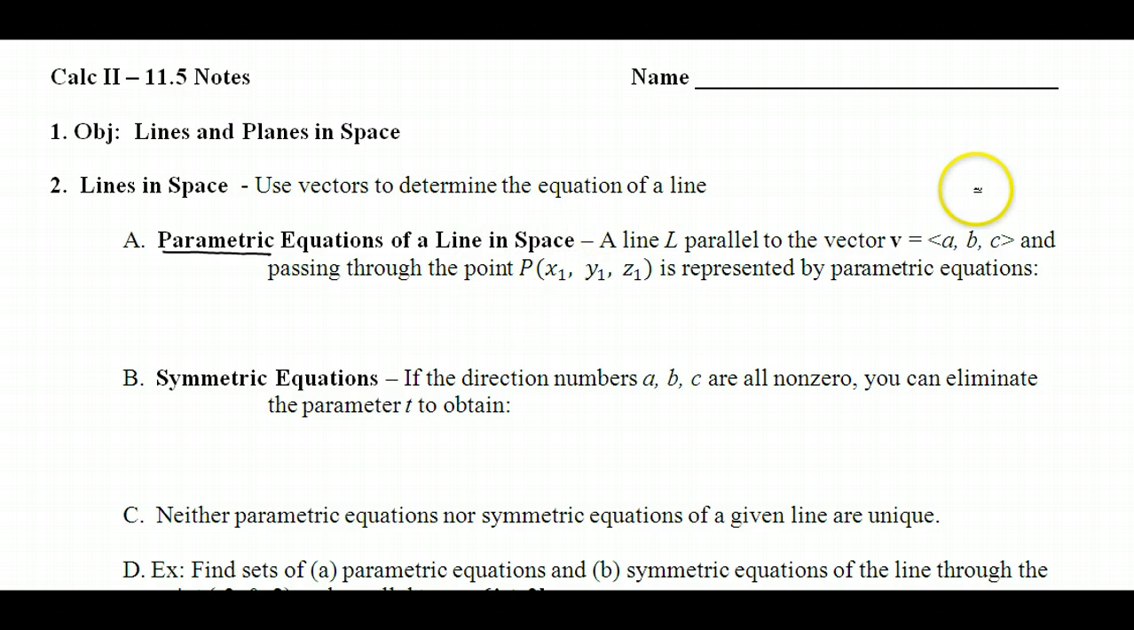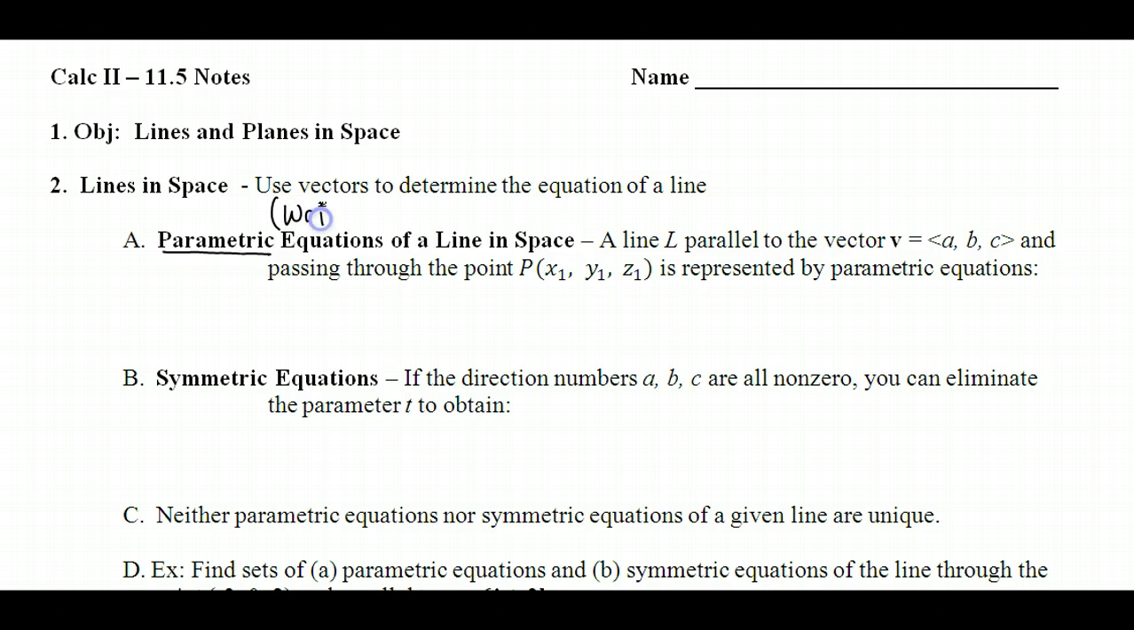In order to write the equation of a line, we need two things, just like normally when we write the equation of a line: we need a point and we need the slope. Basically the same idea here: we need a point on the line, and instead of a slope, this time we look for a vector, called your direction vector, which to me is the same type of idea as having a slope.